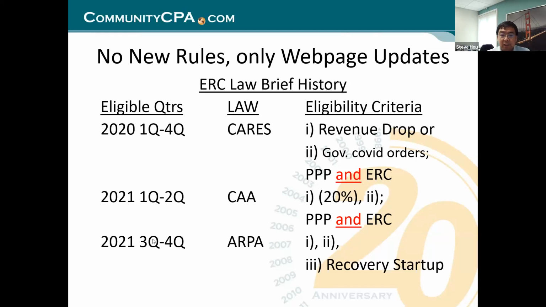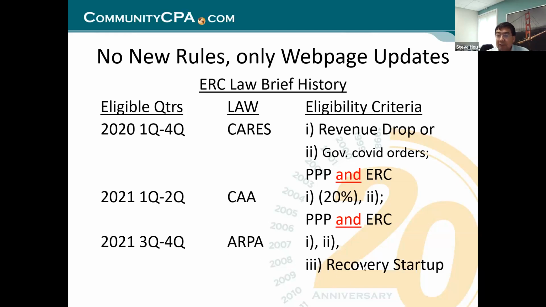All right, and so then later in March of 2021, Congress added 2 more quarters. In addition to the first and second quarter of 2021, they added the third quarter and the fourth quarter. And those 2 quarters, you can still qualify under the same two criteria, so the revenue drop or government order. The revenue drop is still the 20% threshold, and the government order. Okay, so you can do that in the third quarter and the fourth quarter. So that was the law that was passed in March of 2021.